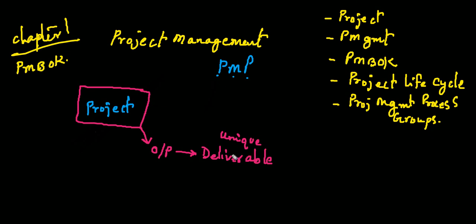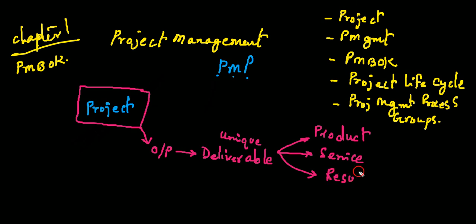Output, a unique deliverable. A deliverable can be in the form of three parts. What can it be? It can be in the form of product, service, or result. John calls them PSR. Product, service, result.